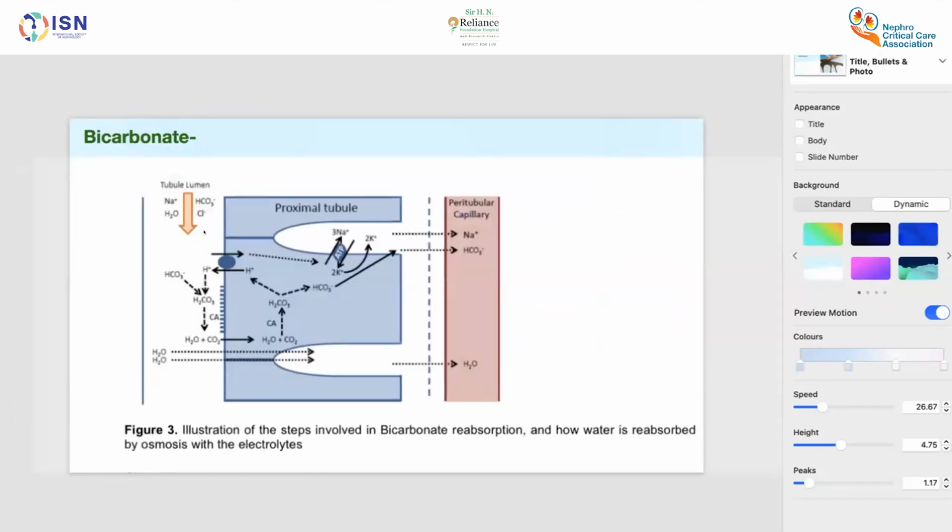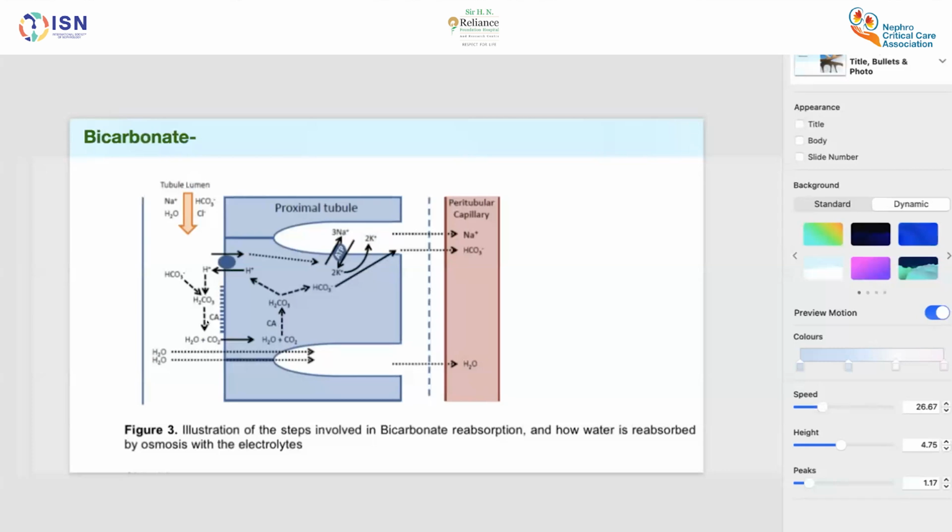Then bicarbonate. With this sodium potassium ATPase pump, as with the facilitated diffusion of the sodium, which we have seen prior, sometimes the hydrogen is antiported to the tubular lumen. This hydrogen is combined with the bicarbonate ion in the tubular lumen, which forms carbonic acid, and this carbonic acid is divided back into water and CO2 by carbonic anhydrase enzyme, which is present in the brush border of the proximal tubular cell.